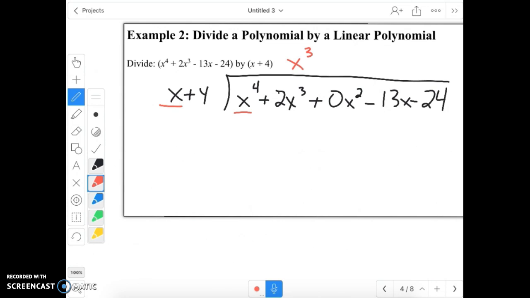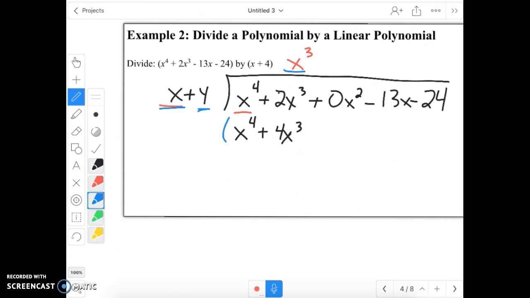Now this piece is a little bit different, because before we would just take this number on top and multiply it by that first term, because we only had one. But this time we have to multiply by the x and the plus 4. So we do x cubed times x gives me x to the 4th. And we have x cubed times 4 gives me plus 4x cubed.